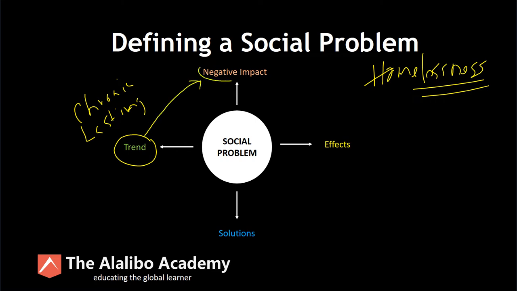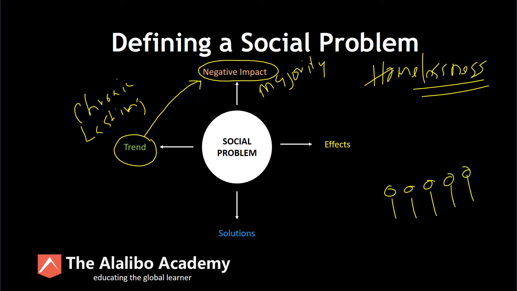Does it have negative impact on society? And here we are not just talking about impact on society, it has to be impact on a majority of society. A majority of society has to be impacted by this social problem. Otherwise, it's not a social problem. So this is society. It has to impact a majority. And when it impacts a majority, then we look at it a bit more closely to begin to understand what's going on with this situation. So yes, if the answer is yes here, then we'll move on to the third question.